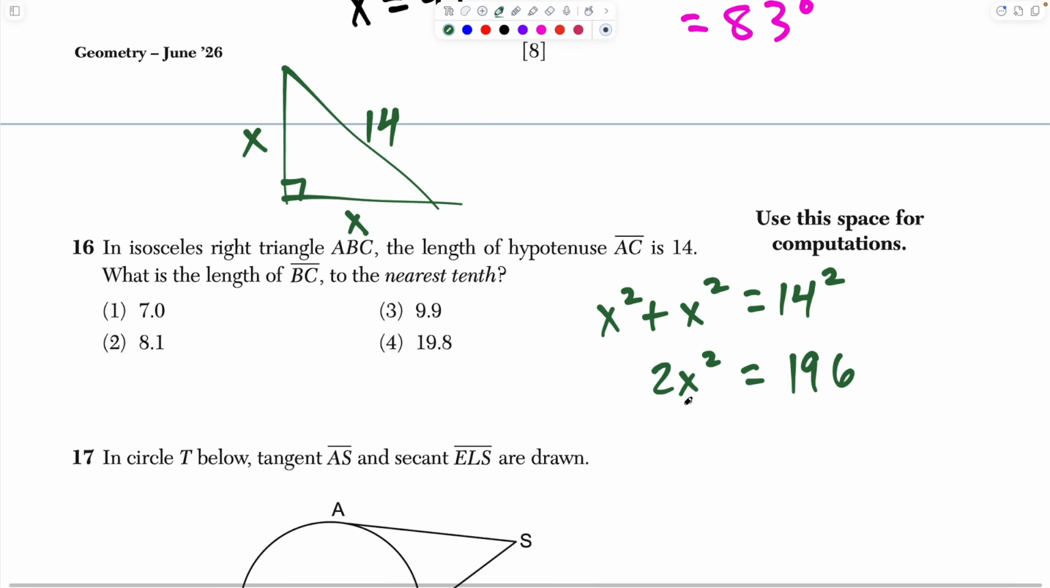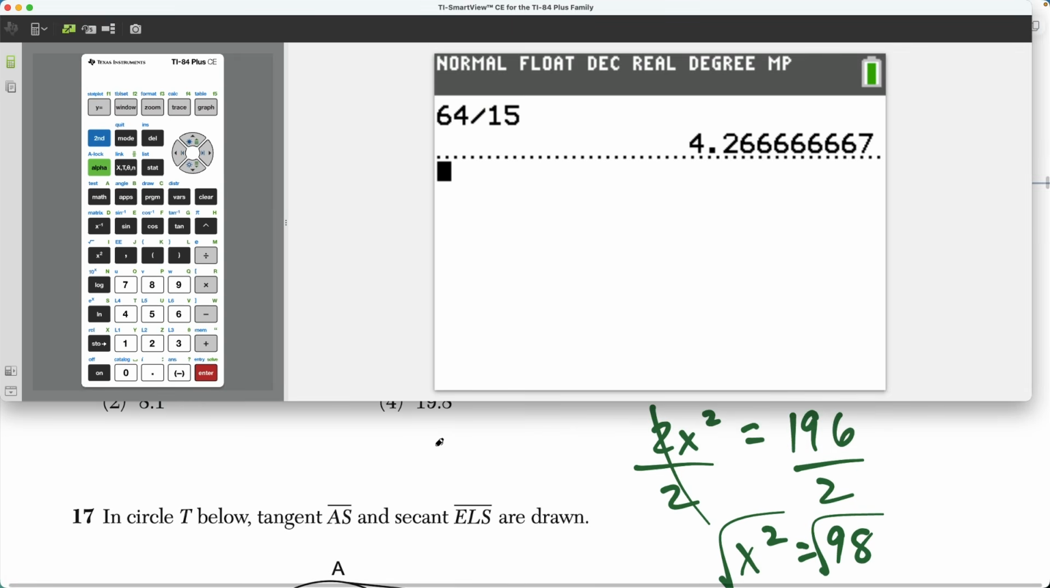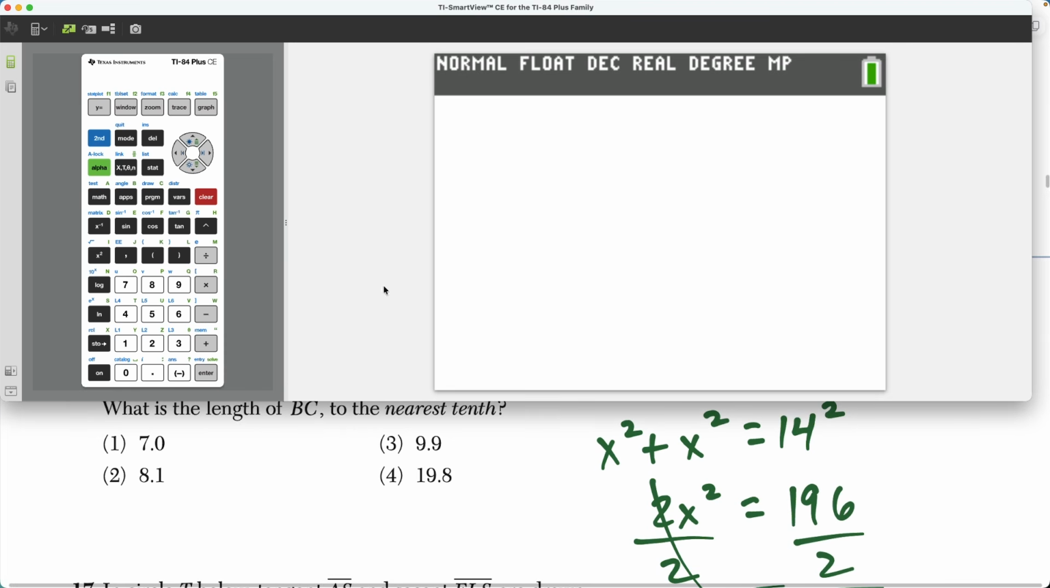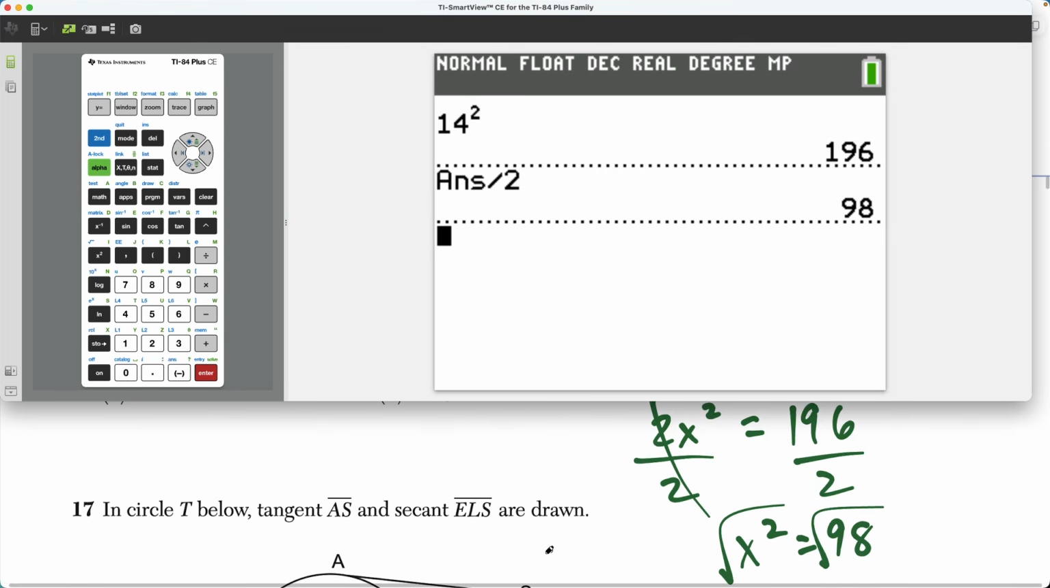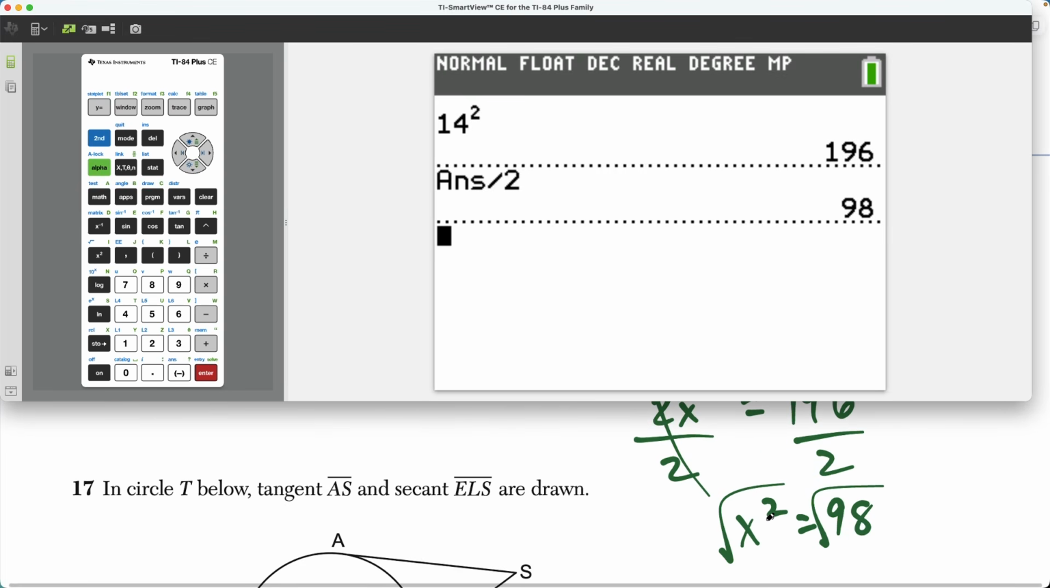And then from here, I would divide both sides by 2. And then I would have x squared equals 98 on the right side. And now I just take the square root of both sides and I could use the calculator. Now, of course, if I'm actually taking the Regents or a test, mental math is fun, but I would double check the values that I just did here. So 14 squared definitely works out to 196. Then I divide both sides by 2. And then I take the square root of both sides to get x.